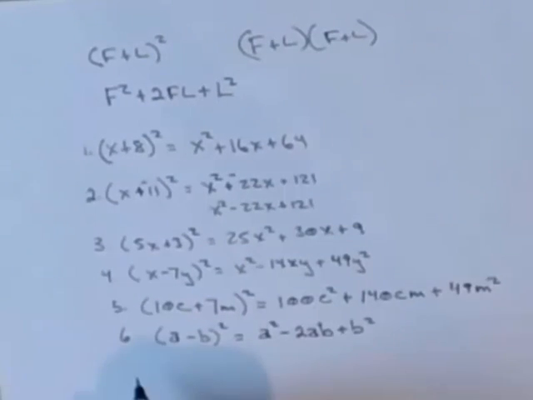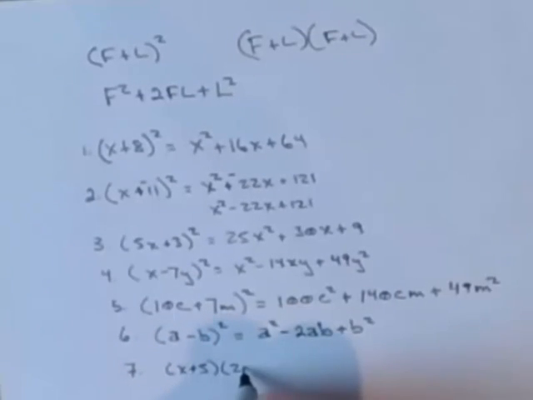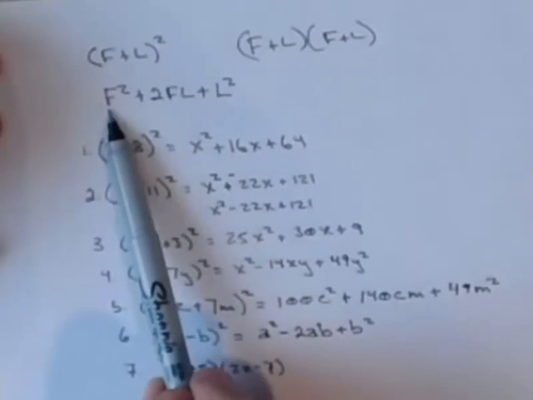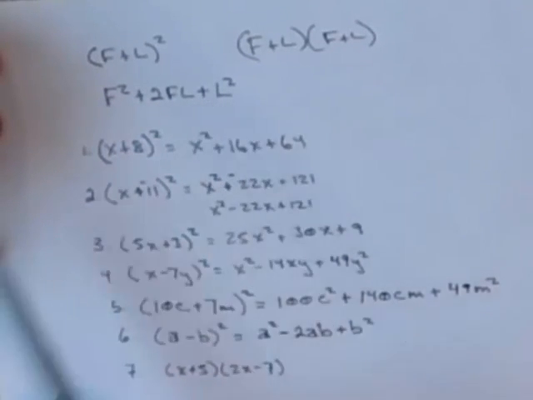Number 7 asks us to multiply the quantity x plus 5 times the quantity 2x minus 7. Now we can't use this shortcut that we've been using up to this point of first squared plus 2 first last plus last squared, because this is not a squaring of a binomial. This is multiplying two binomials. And so we're going to go ahead and use the FOIL method for this.